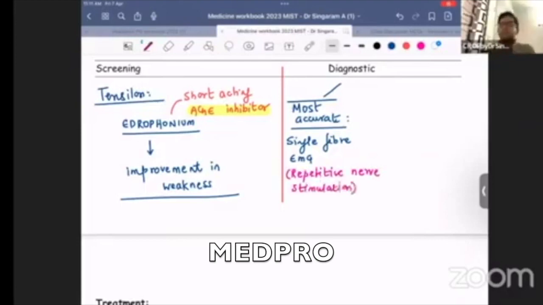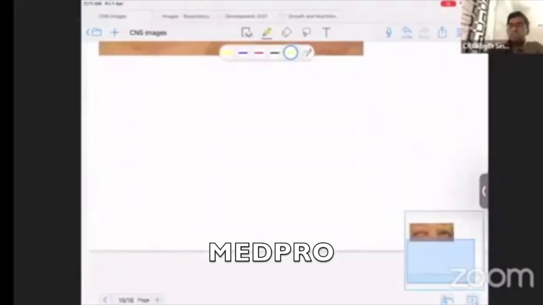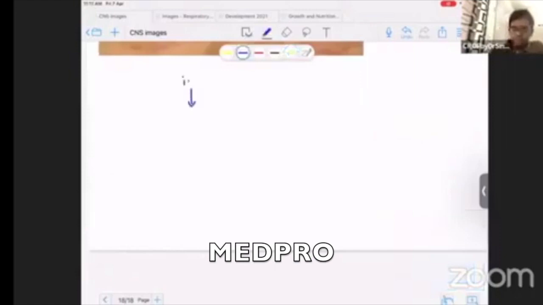What do you think will happen in repetitive nerve stimulation? Any idea? Okay, I'll just try to explain it to you. Just a minute. You don't need to draw this, okay? Just for your explanation, I'm just drawing it. Electromyogram is something like this, right? You give an impulse through the nerve. You give a nerve impulse.